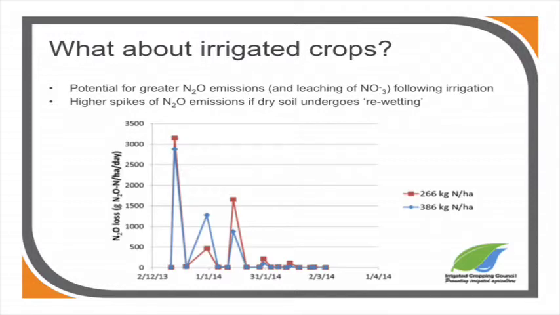So it's handy, we actually do have some data from irrigated situations. We've been working on a project the last couple of years with the Irrigated Cropping Council. What we've got here is N2O fluxes for two different nitrogen rates for an irrigated maize crop that was grown last summer, sown back in December, and we monitored for emissions right through to March.